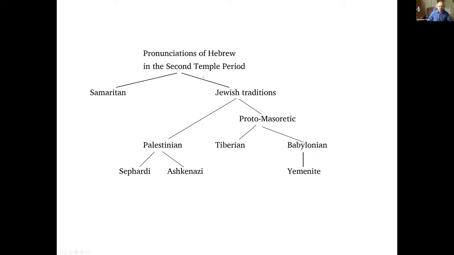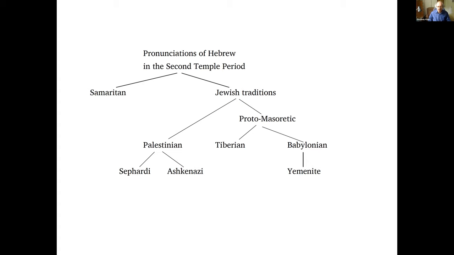Now, the Jewish traditions are generally divided into three main branches. This is the Palestinian, the Tiberian, and the Babylonian. We needn't worry about this proto-Masoretic today. The point is that these living traditions of reciting the Hebrew Bible, the pronunciation traditions, have all survived down to modern times in the form of the traditions of pronouncing biblical Hebrew by Jewish communities to this day in various parts of the world, or at least until the diasporas of the Jewish communities were gathered and came together in the modern state of Israel.